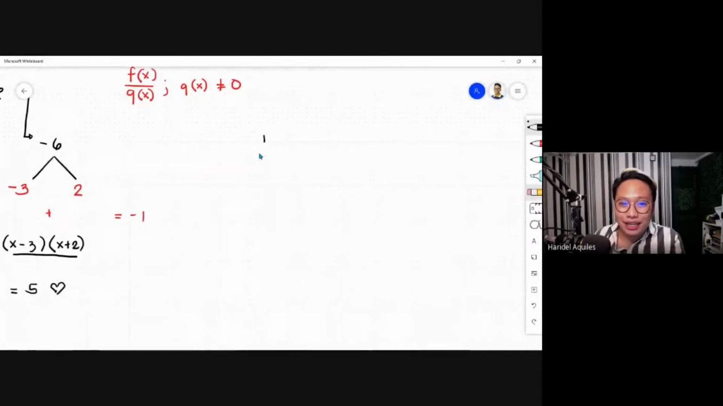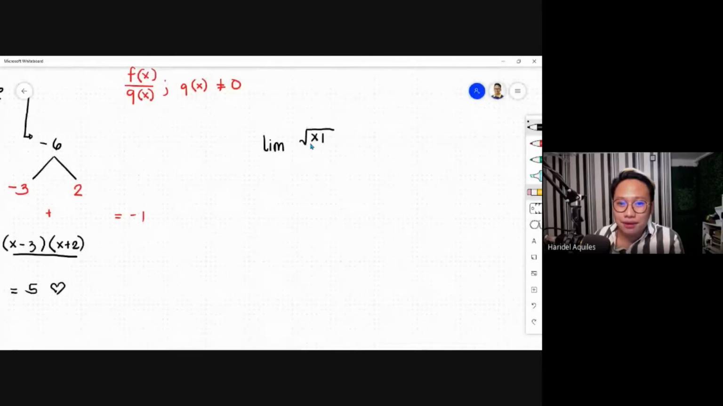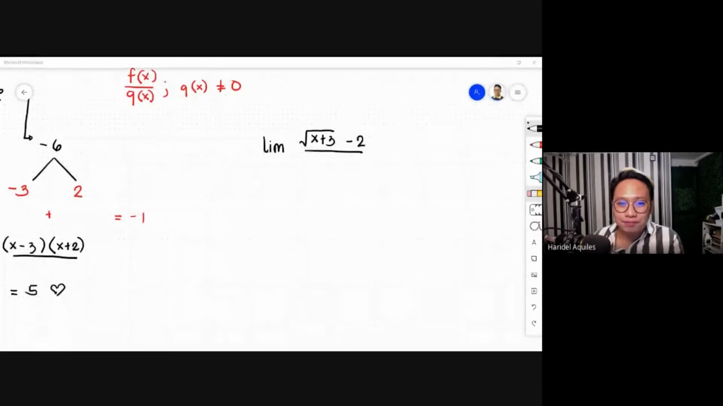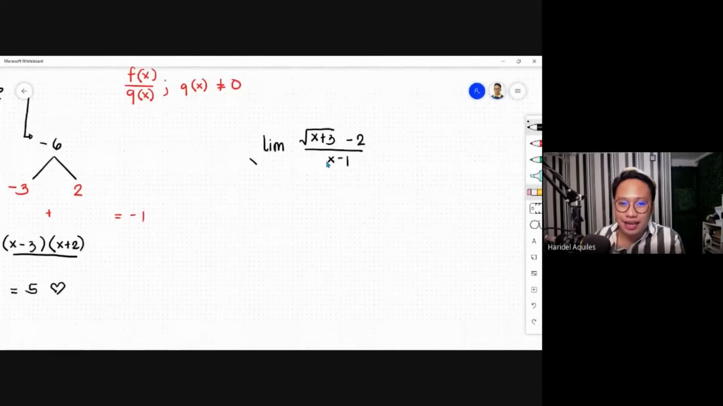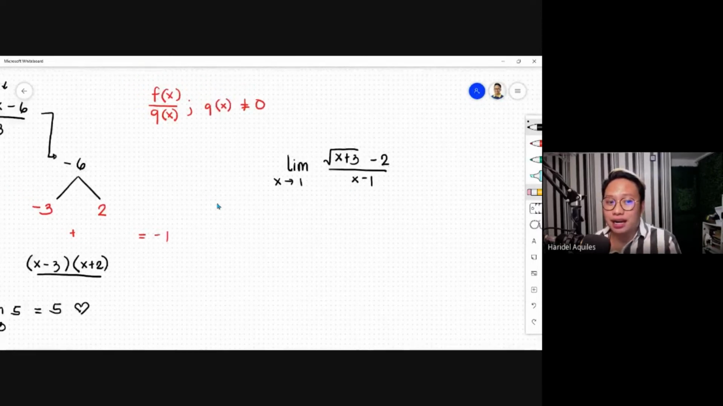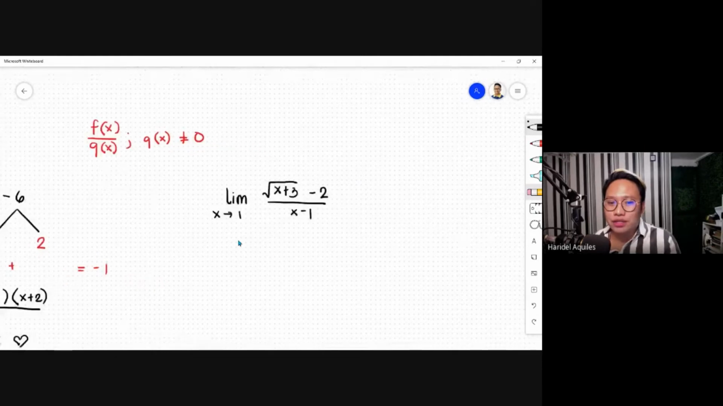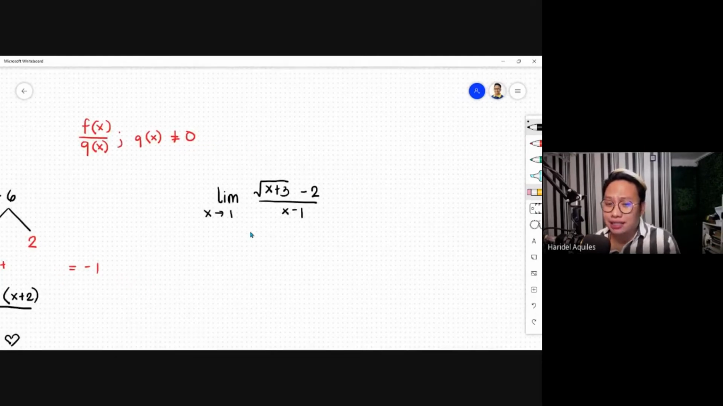The second example is limits of square root of x plus 3 minus 2 over x minus 1 as x approaches 1. If you notice, guys, the problem here is that we cannot factor the numerator as well as the denominator. It's a different scenario. So if you are going to substitute x as 1 here, it would give us a zero denominator, in which, again, we are not allowing that to happen.